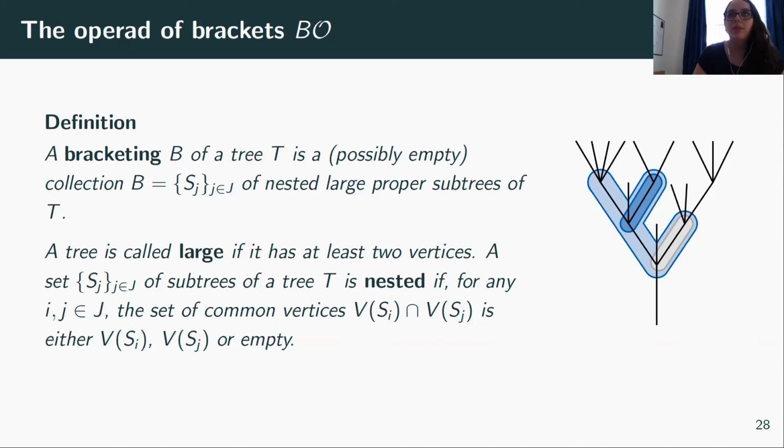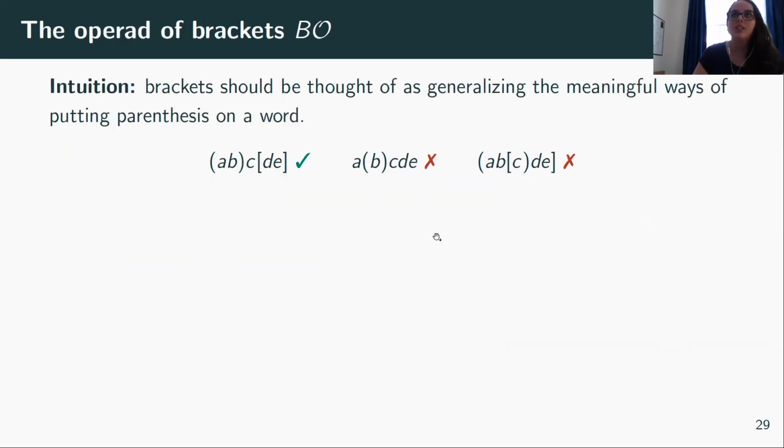Where does this come from? Well, an interpretation is just that we're trying to generalize the meaningful ways of putting parentheses on a word. So if you see, for instance, here, this is a perfectly fine parenthesization, but now this doesn't make any sense. And this translates to the condition of asking for the bracketing to be large, because we want at least two vertices inside our parentheses. And the fact that this bracketing doesn't make any sense translates to the condition that we ask that the brackets are composed of nested subtrees.